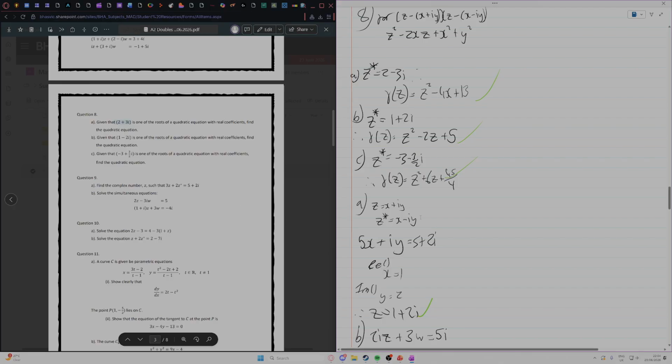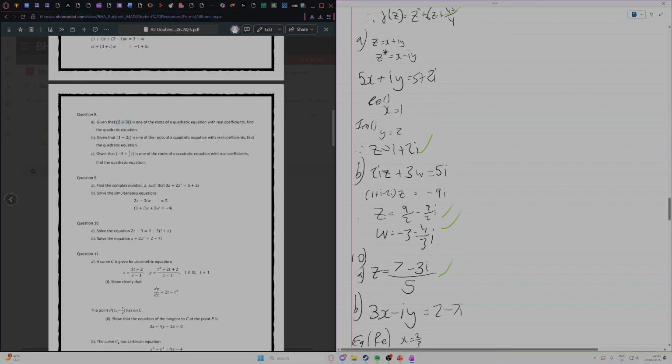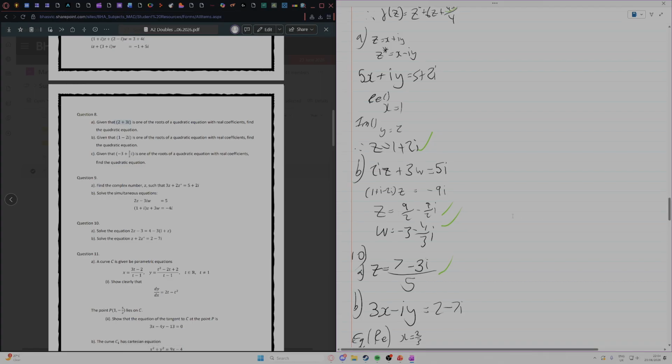Now here's the same thing. You just set z to x plus iy, set z star to x minus iy, and then equate real and imaginary. Now for part B, what I did here was, what did I do? Oh, you just divided by i for the first equation and then subtracted them. That was a lot easier than the other one.